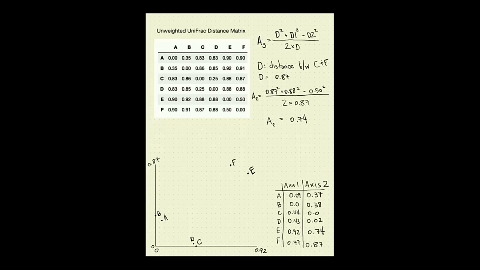Okay, so now we have all of these samples on these two axes. And you can see that this is really starting to look like one of those ordination plots. Now, what we can do, and what I'm going to do here, is I am going to cut all of this out.